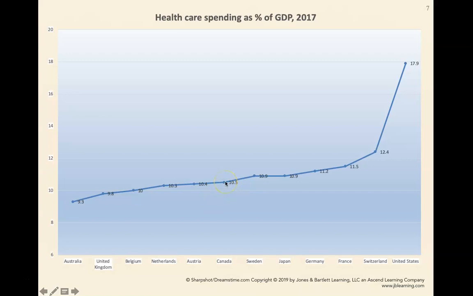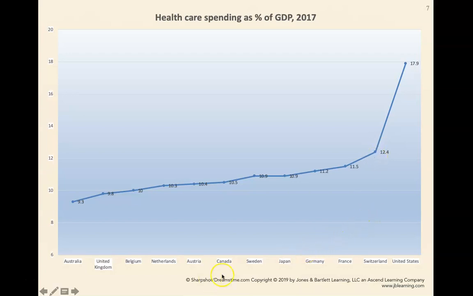How about Canada? Canada spends 10.5% of their gross domestic product, and Canada provides universal access to its citizens. We, as a country, the United States, spend almost 18% of our gross domestic product. What do we have to show for it? Not much. And again, I want to point out that despite this huge percentage of our economy being spent on healthcare, we are not providing access to everyone. We do not provide universal access to healthcare to our citizens.